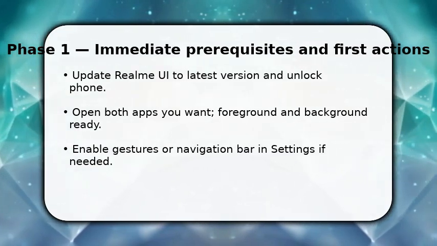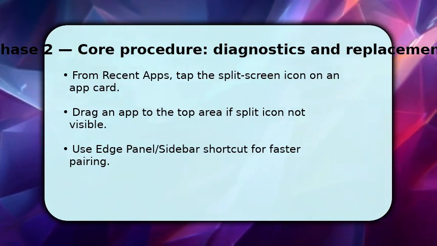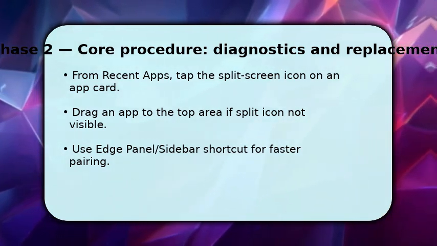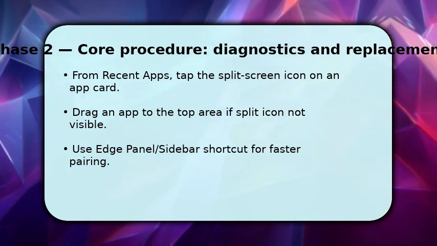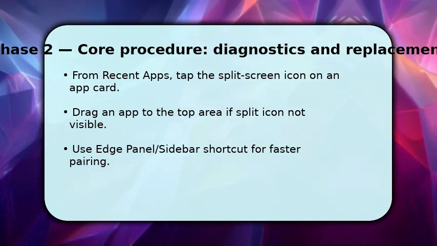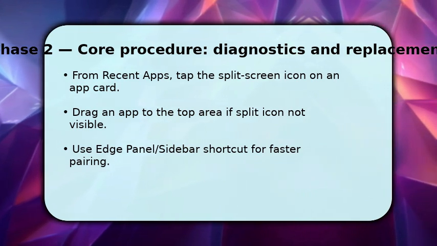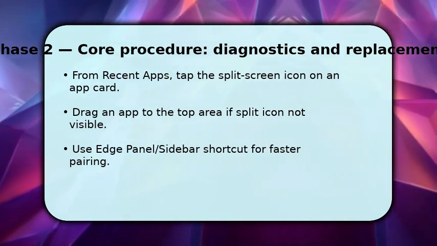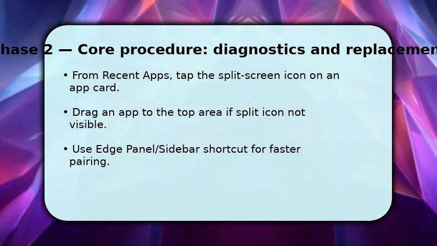You'll now create the split. In Recent Apps, tap the split screen icon on the app card or long press the app icon and choose Split Screen. If you don't see the icon, drag the app to the top of the screen to anchor it. Next, select the second app from Recent Apps or the app drawer to fill the bottom half. Make sure to adjust the dividing handle to allocate space. This is useful when you need more typing area versus viewing area.